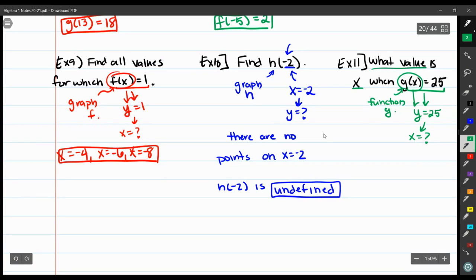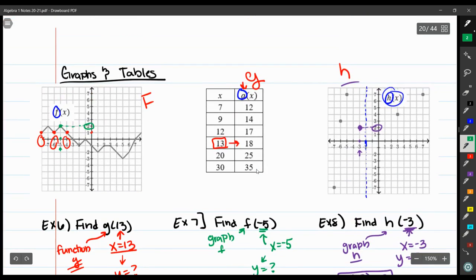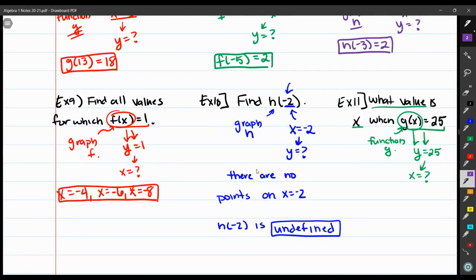Okay, so we're going to go use our g graph. Well, this is actually a table. And it gave us the y. So we're going to start on this column this time. Find the 25, and the x that gave that 25 is a 20. So our x value, so g of 25, oopsie. So our x value is x equals 20. And x value of 20 gave us a y value of 25.